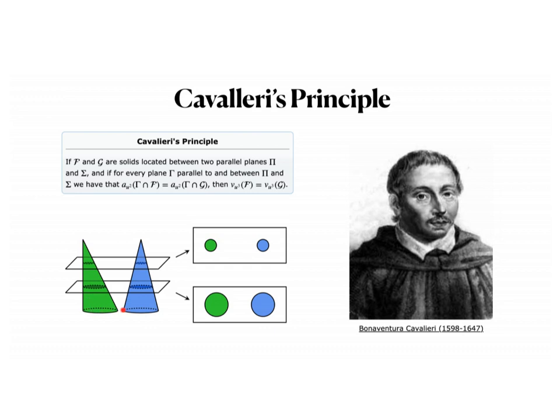So if I look at these two cones, and I take a plane and cut into each of these, and I see these cross sections are exactly the same all the way from the bottom to the top, what I can then conclude is that the volumes of the cones are equal.